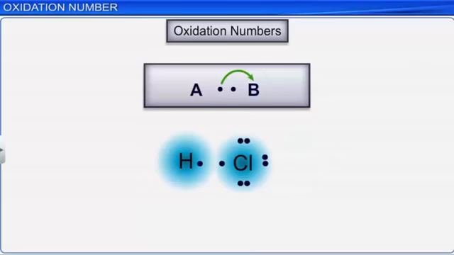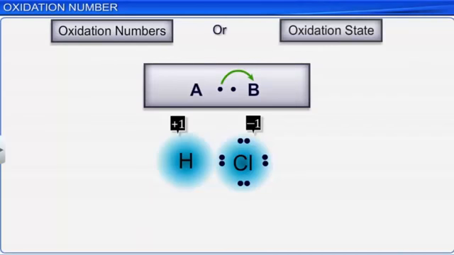Oxidation number is defined as the charge or the apparent charge that an atom in a compound or ion would have, if all the electrons in its bonds belonged entirely to the more electronegative atom. Oxidation number is also referred to as oxidation state. We will be using the term oxidation number throughout this module.